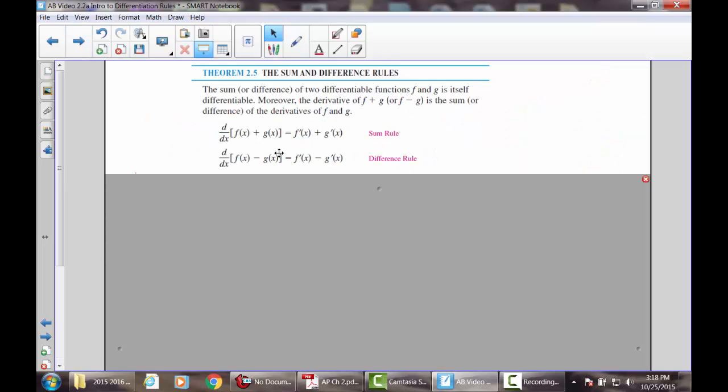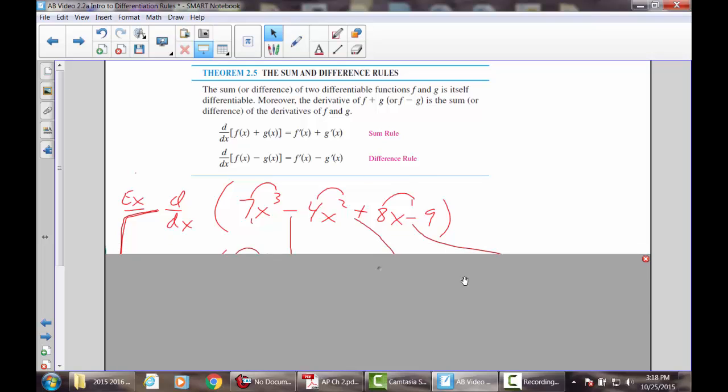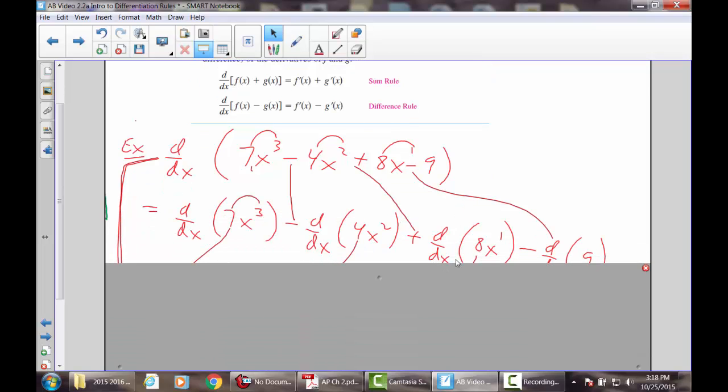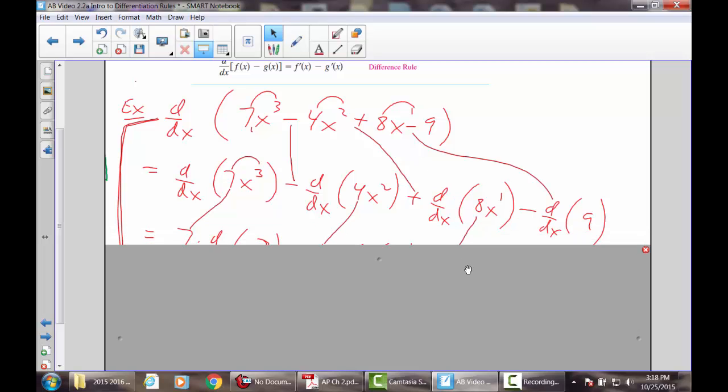Sum and difference rules, very easy. Just like limits, you can break up a sum, so the derivative of the sum of two functions is the sum of the derivatives of each of the functions. Same thing with the difference. So that allows us now to take a polynomial, and the long version of this is that using the sum and difference rule, it's the derivative of the first term minus the derivative of the second term plus the derivative of the third term, etc.